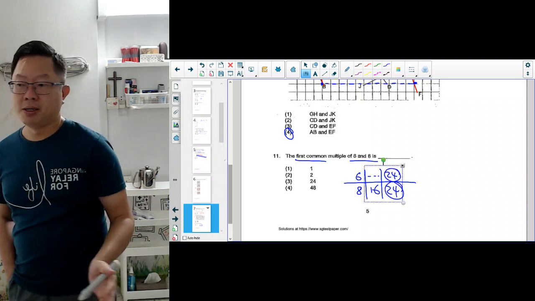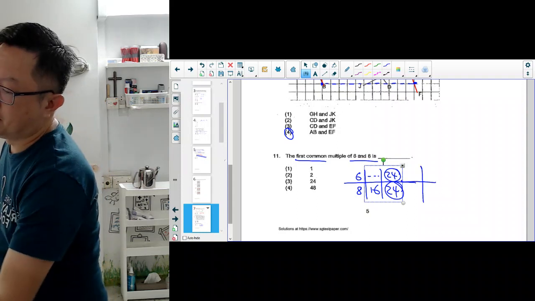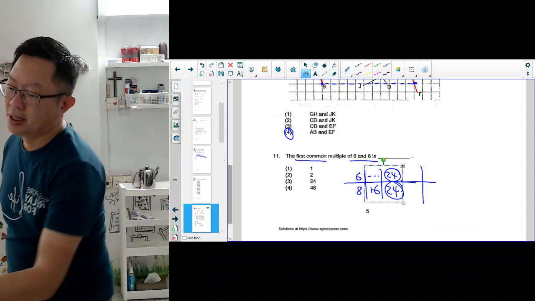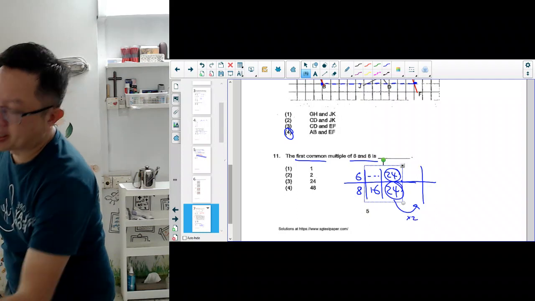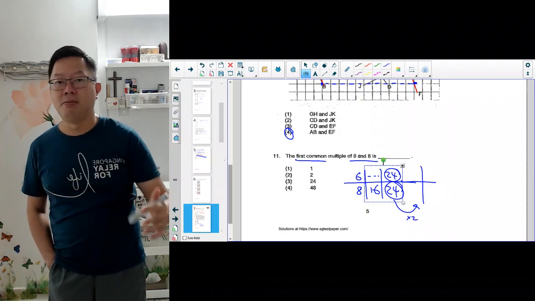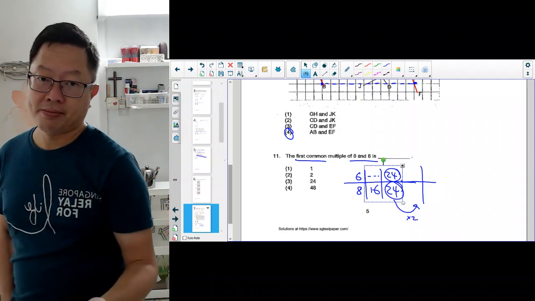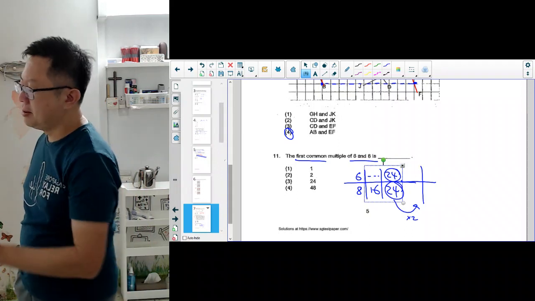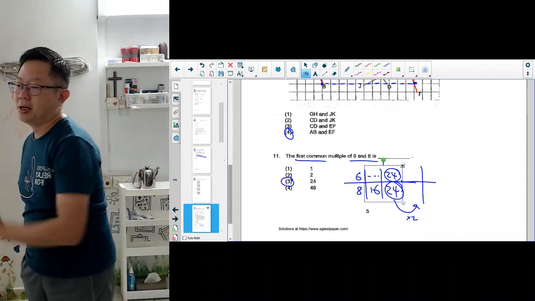Then what's the second common multiple? Your second common multiple will be, you take the first common multiple and then you times 2. So that's the other shortcut if you want to find the other common multiples. But we don't have to do that. Alright, you just want to find the first common multiple. So your answer will be number 3, 24.